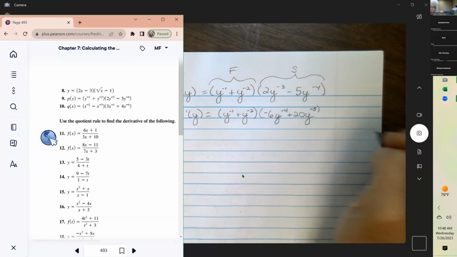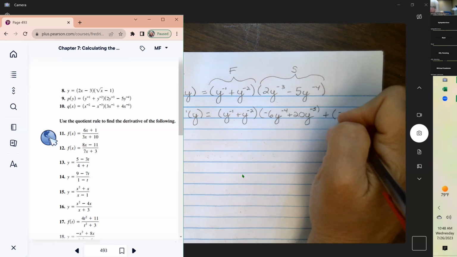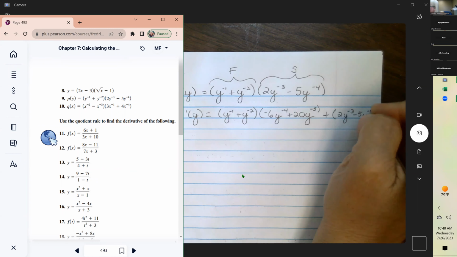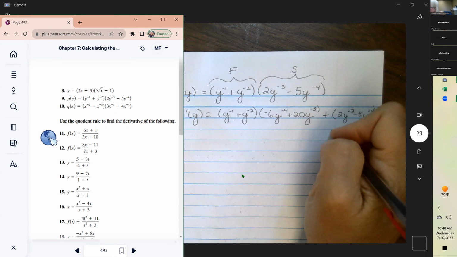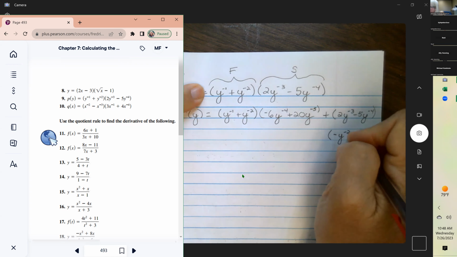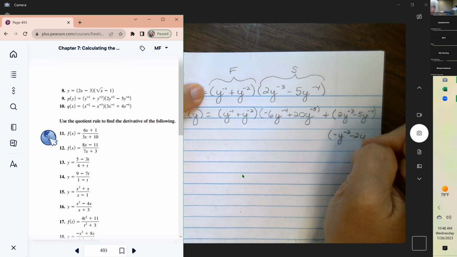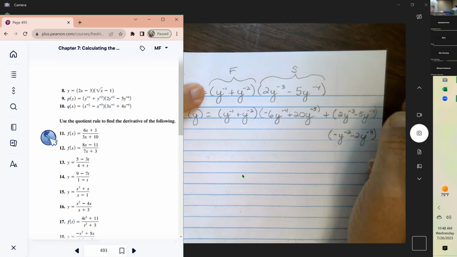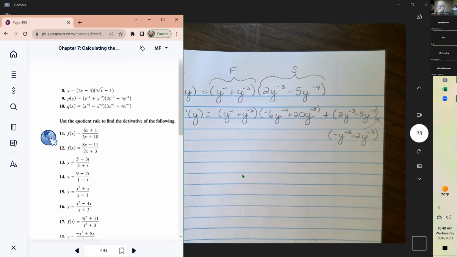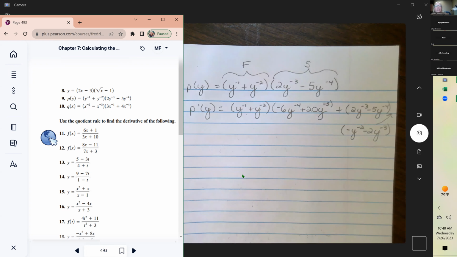And I'm going to run out of room. Plus the second times the derivative of the first, which is a negative y to the negative 2 minus 2y to the negative 3. Any questions on that?